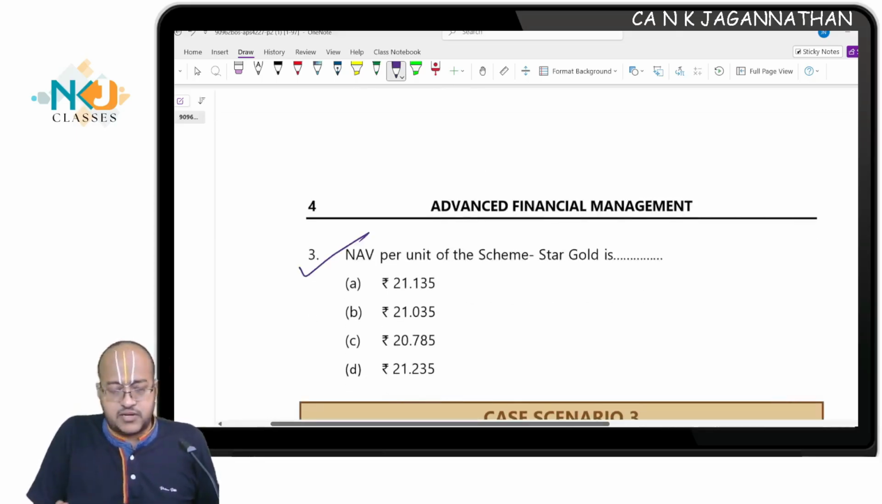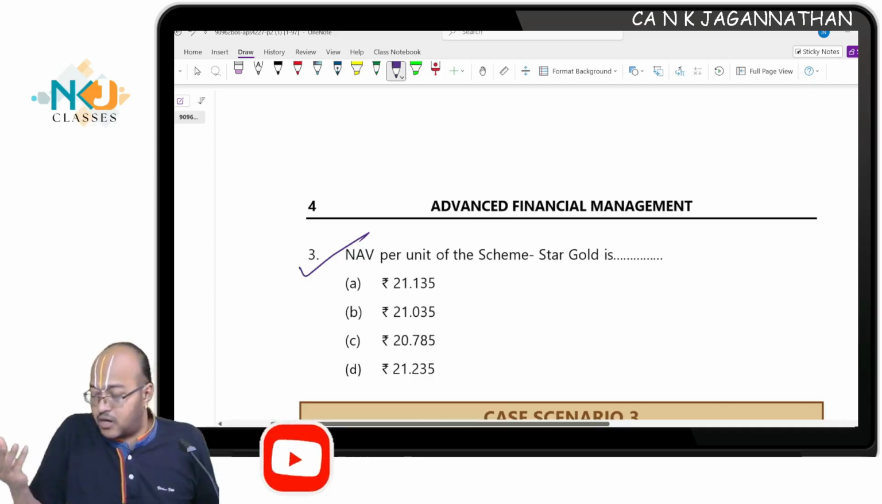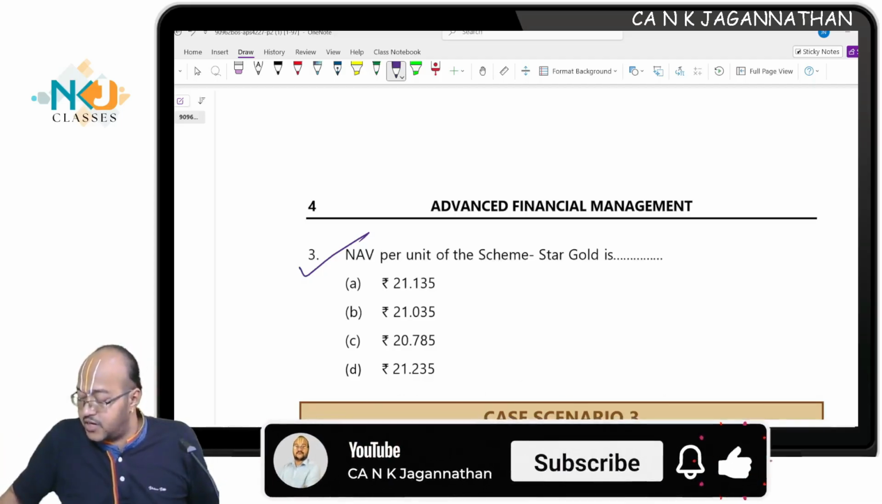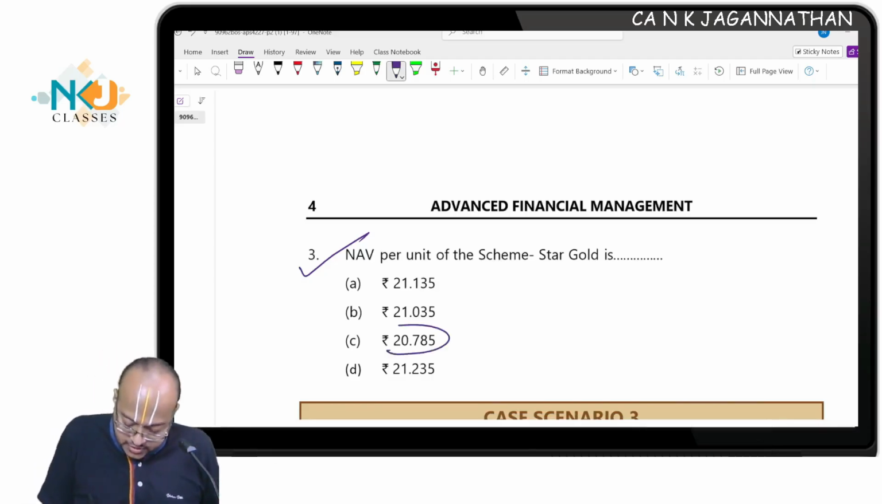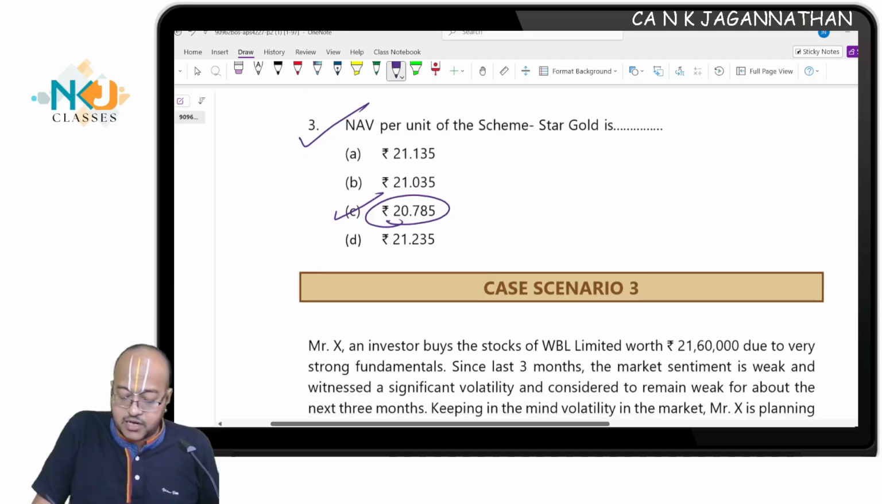Next, NAV per unit. Very simple. Whatever is the net assets value divided by total number of units outstanding. 20 lakhs units, I think, and you will get 20.785. This is the answer. Are you all understanding? Shall I move on to the next case?